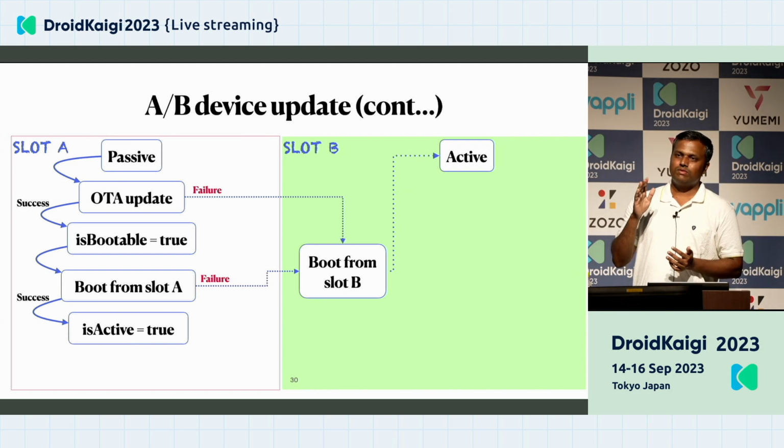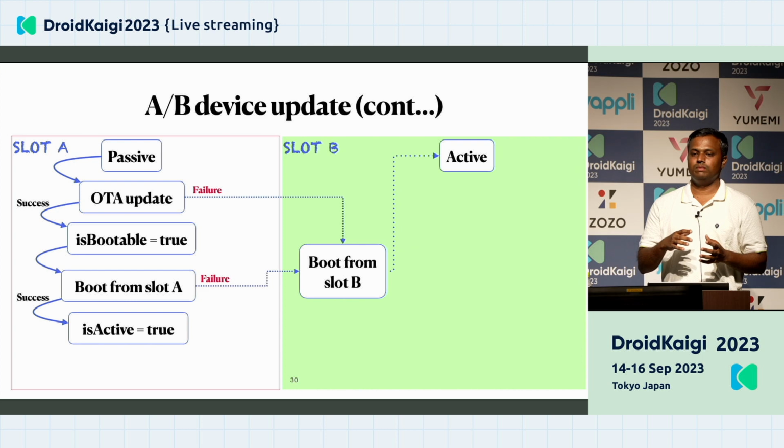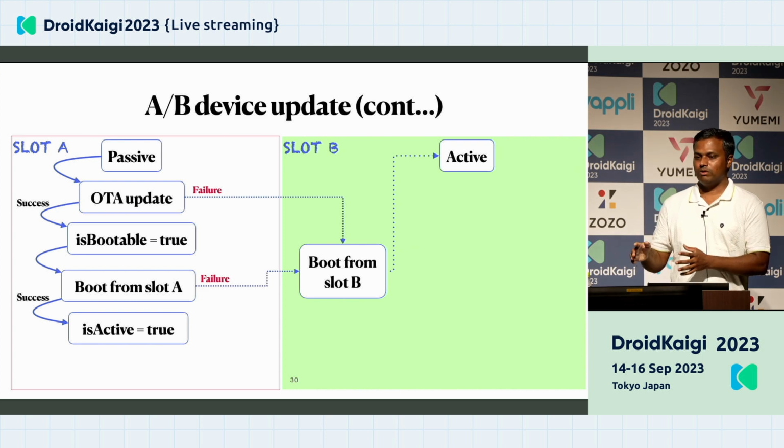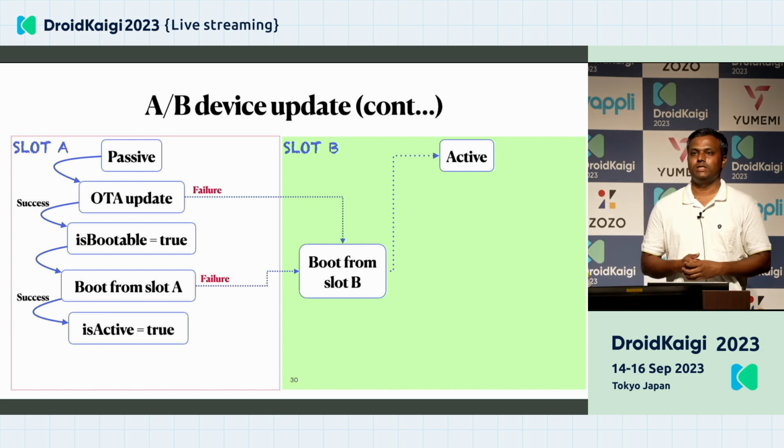In between, if some boot verification problem happens, then anyways you have the fallback as slot B, and the device will be booted from slot B, and the user can use slot B as it is. But if it is successful, then the is active flag will be updated. Again, this will be done by the update engine daemon.